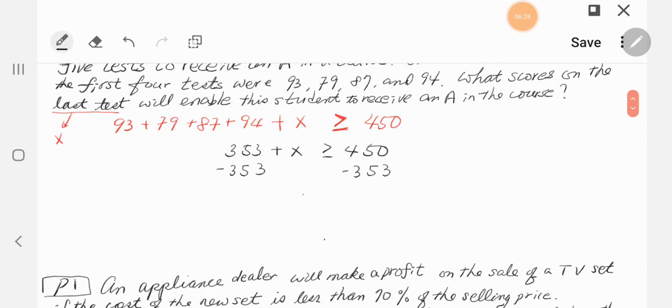453. So x should be greater than or equal to 97. So the score on the fifth test must be 97 points at least. The minimum 97 or more. Then you can get an A. Can you see it? Okay.